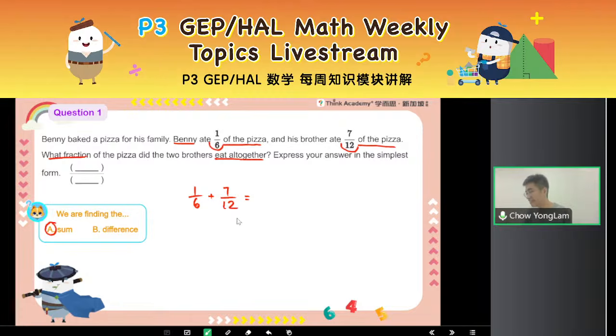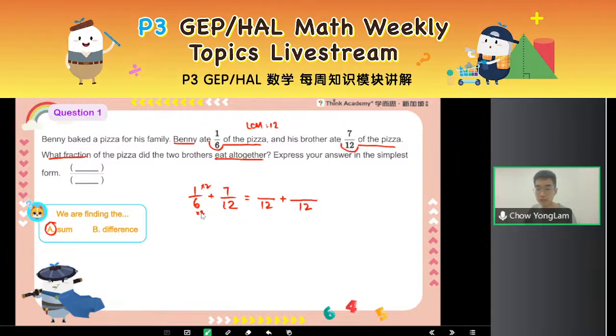How? 6 and 12. You realize that the denominator is different, so we have to make them the same. Which denominator can I choose? I have to multiply to get the same denominator. Yes, multiply by 2 to get 12. The LCM of 6 and 12 is 12. So I will just make the denominators both being 12.